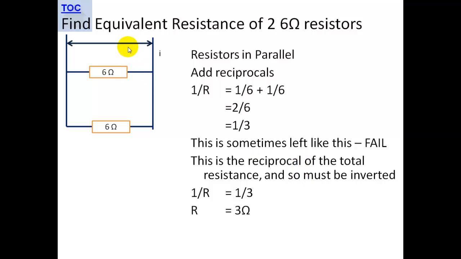Notice that the equivalent resistance is 3 ohms. Why is the equivalent resistance smaller than these two resistances? Well, since we have two routes for the current to go through, it becomes easier. It's like doubling the cross-sectional area, so the combined resistance is smaller.